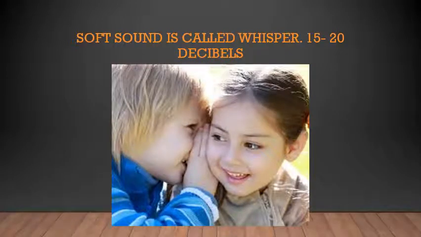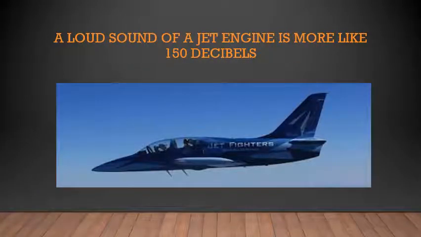A soft sound like a whisper is about 15 to 20 decibels. 15 to 20 decibels means it is the soft sound. Then the loud sound of the jet engine is more than 150 decibels. Sounds louder than 130 decibels are painful to our ears. Loud sounds can damage our ears and cause deafness, too much of this noise.